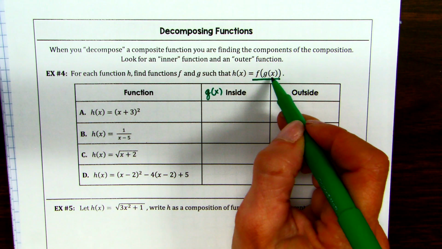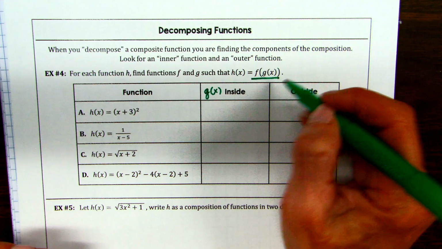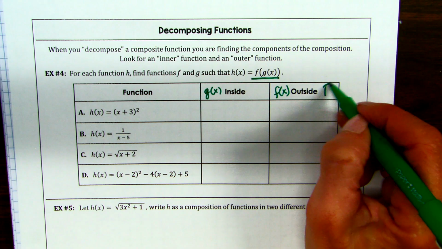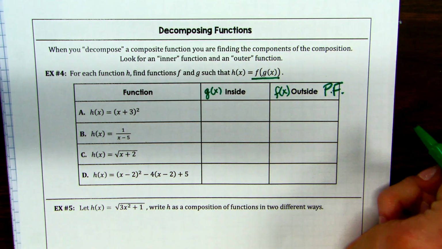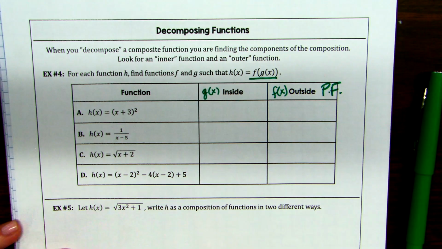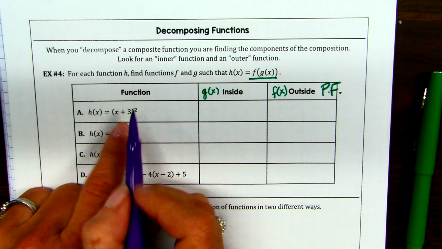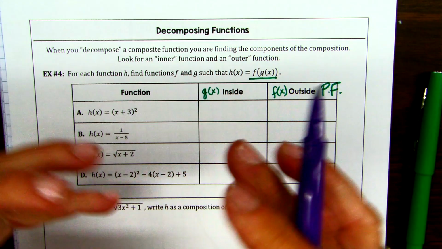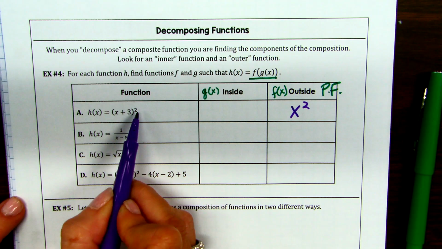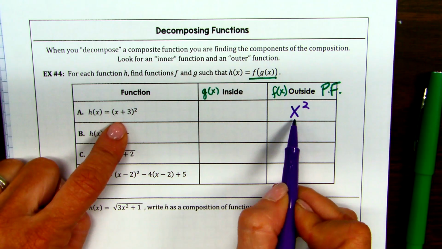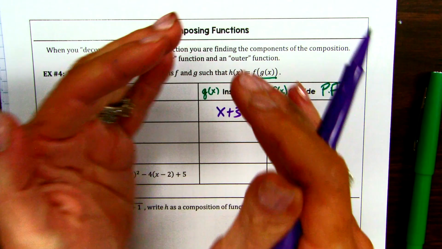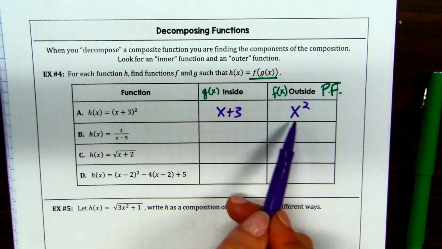G of x is on the inside, and we plugged it into f of x, so we consider that the outside. And one way of thinking of the outside is like the parent function, the most basic form. It's not always true, but let me show you what I mean. D is kind of an exception to the rule. But look, so x plus 3 got put into this parent function. Like you can see that that's an x to the second power. And think about it. What did we replace x with? The x plus 3. So we took x plus 3, plugged it in for x, and that's how we got that.